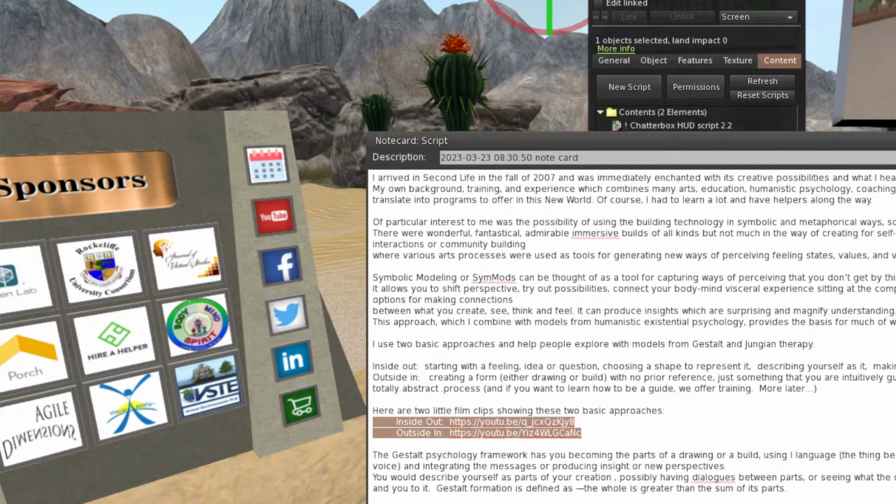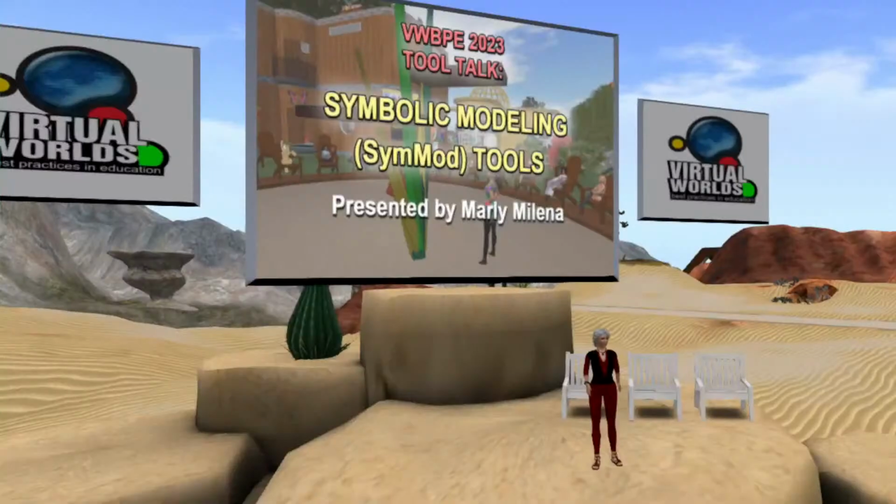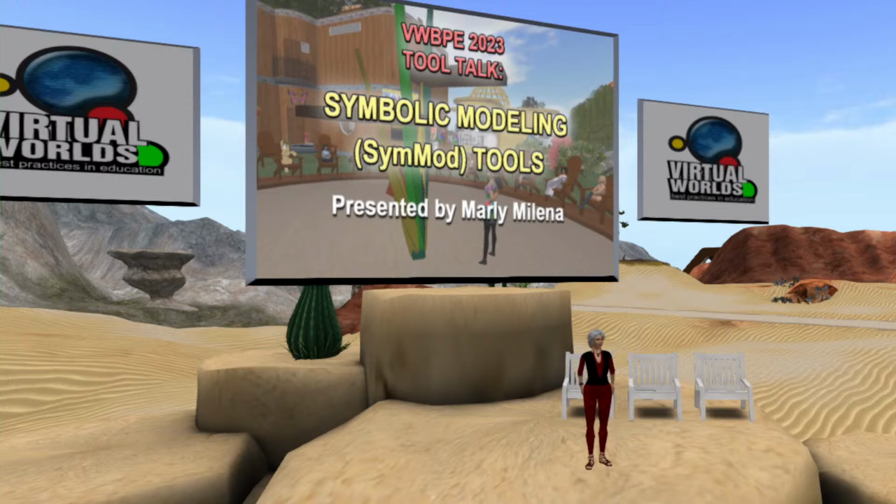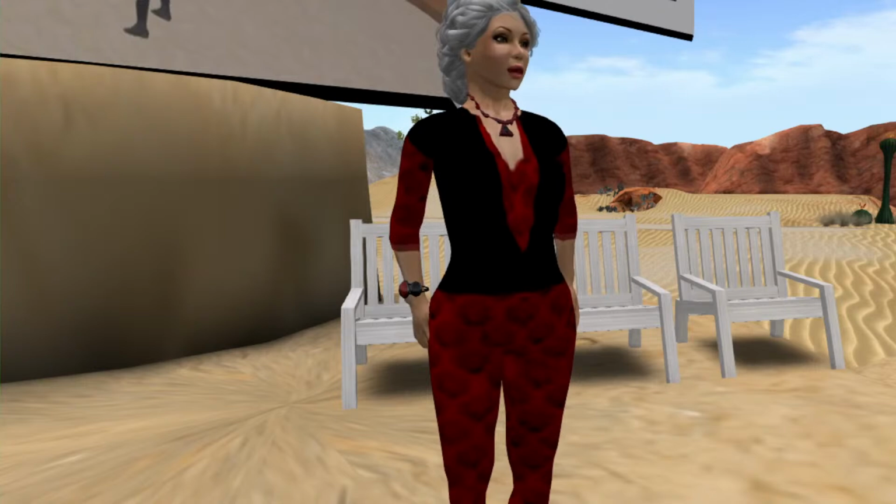All right, symbolic modeling. You're going to see two different processes. One's called inside out, that's the first film, and the other one is outside in. So you just watch the inside out one, and then you can watch the outside in one right after. It's going to be about 10, 12 minutes altogether.